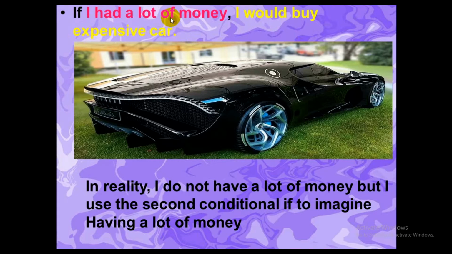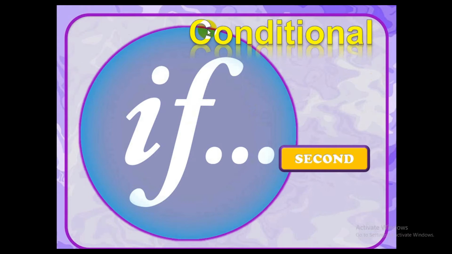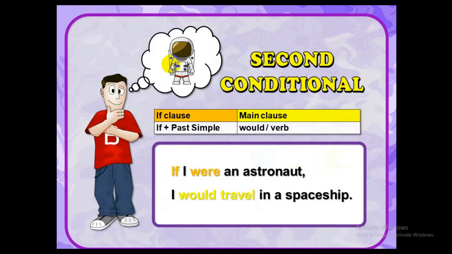say 2 sentences. The first sentence will be in the past simple. The second sentence will be would plus the verb. And you will see other examples till you know how we can use the second conditional if. Here is if. I use if plus past simple. Then after that, in the second sentence, we use would and the verb.